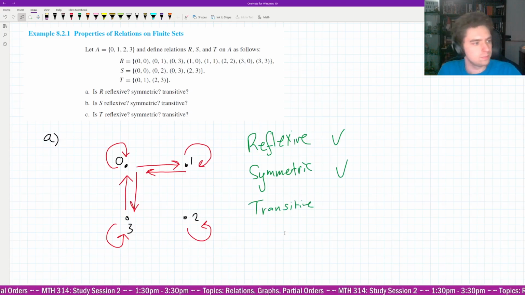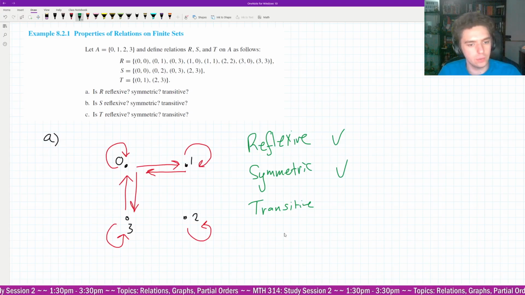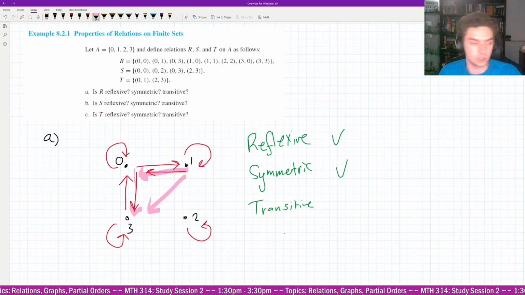What do you think? It's not transitive though. 0, 1R0, 0R3. Yes, that makes sense to me. So 1 is related to 0, 0 is related to 3, but 1 is not related to 3. There's no match like that, right? Yeah, it still can be symmetric even though 2, 3 and 3, 2 did not exist.